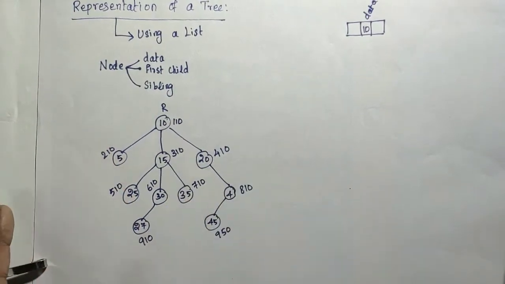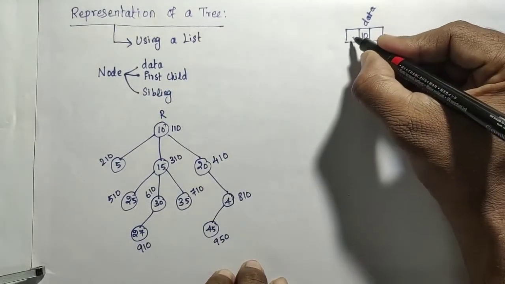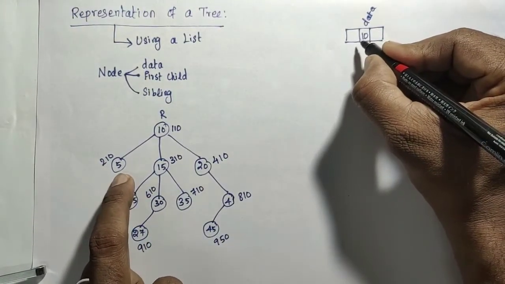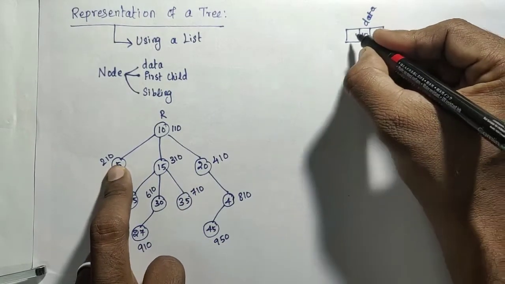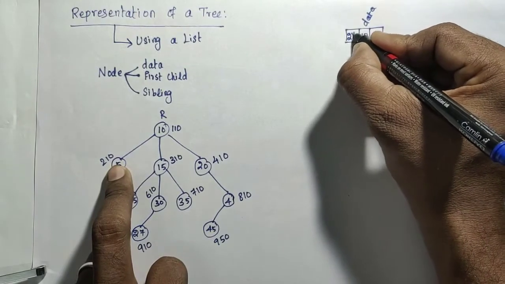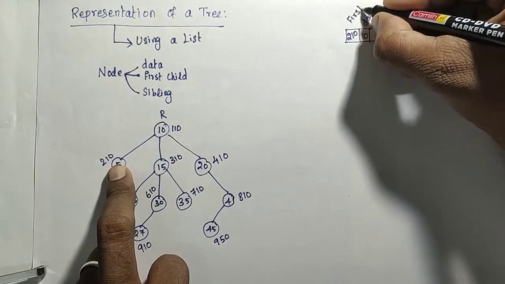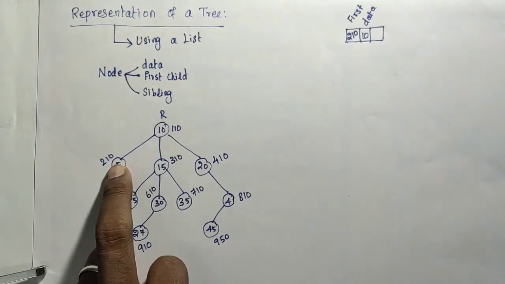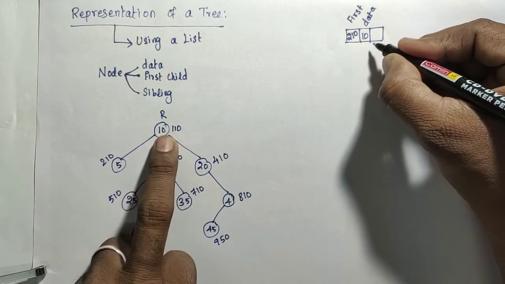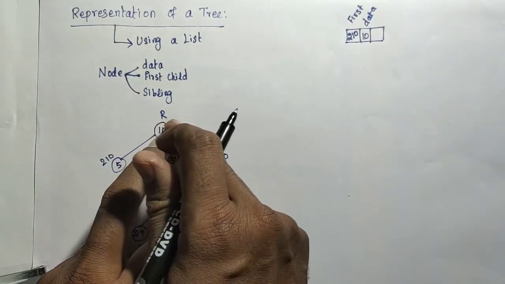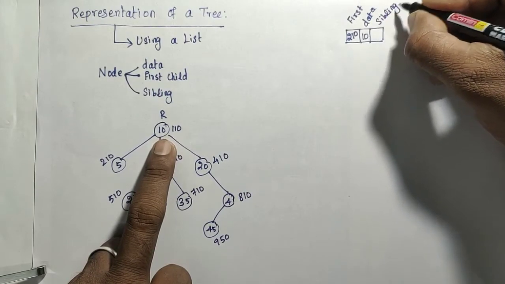And what about the first one and next one? The first one is the address of the first child. The address of the first child is what? 210. So it contains that address 210. So it is nothing but the first child address. And this contains the sibling of the 10. Not the sibling of the 5, the sibling of the 10. A sibling of the 10 means what? In the 0th level, there is no sibling. So it is null.